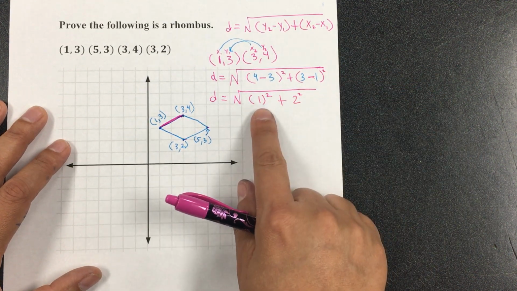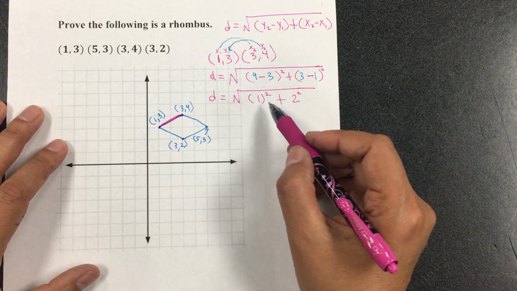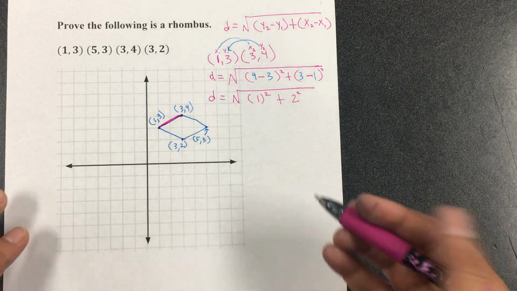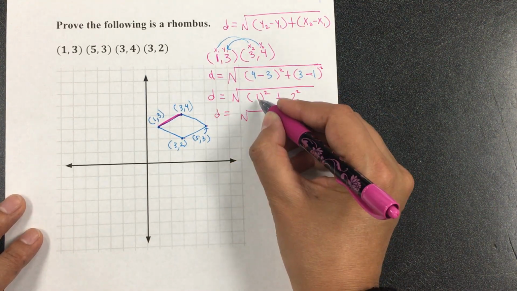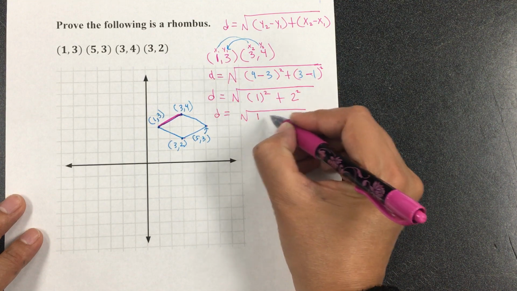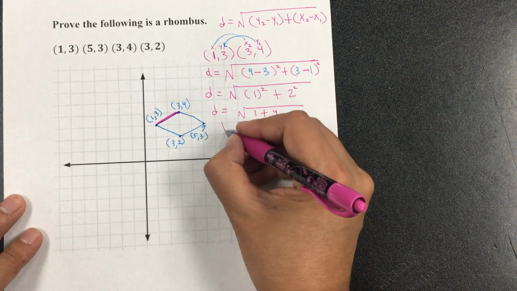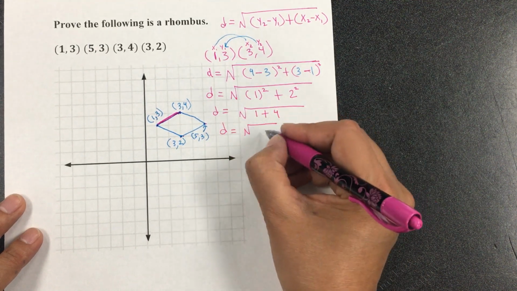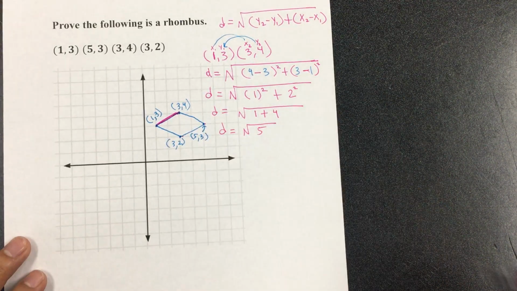Notice how in here I put a parenthesis and in here I didn't. It doesn't matter. If it's positive, you can leave the parenthesis or you can eliminate it. Okay? d is equal to the square root of 1 squared is 1 times 1 is 1. 2 squared is 2 times 2 is 4. And so the distance is the square root of 5. Okay? So that's for that part.